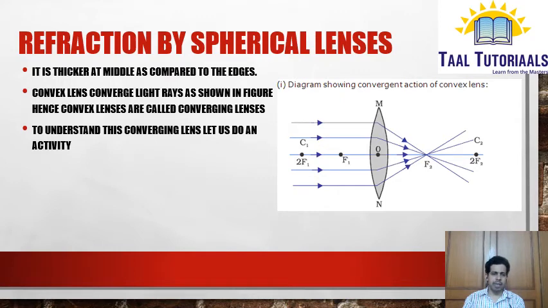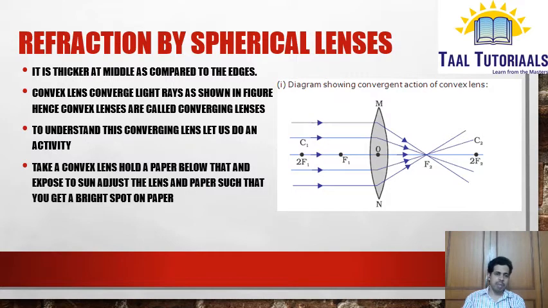I think you have done this in your childhood. I don't know how many of you have done it, but of course you will really enjoy it if you do this now. Take a convex lens, hold a paper below it and expose it to the sun, and adjust the lens and paper such that you get a bright spot on the paper. So if you hold a convex lens in front of a paper, you get an image of the sun on the paper actually.